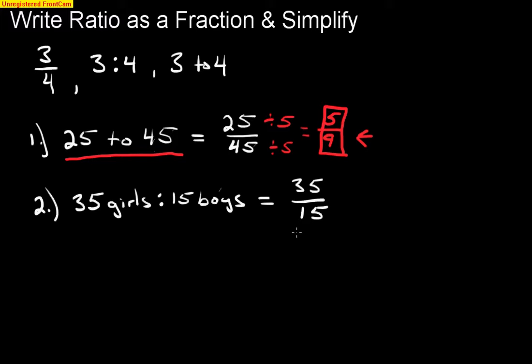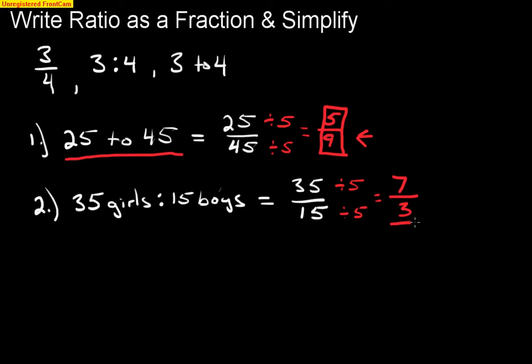And again, notice that I'm not putting my units in there yet. I usually wait till the end. And then again, a common number that both of these will go into, and again, this is pretty easy. It's 5. And remember, if you choose a number and you go through this process and it turns out that it's not simplified all the way, that's okay. Just do the process one more time. So 35 divided by 5 is going to give you 7, and 15 divided by 5 is going to give you 3.